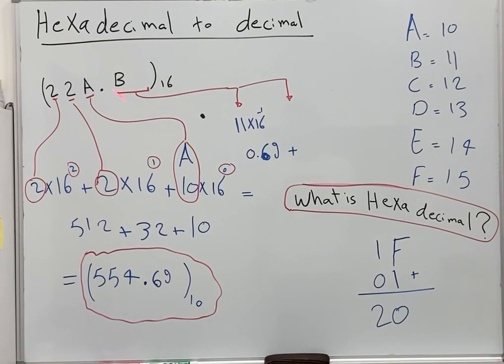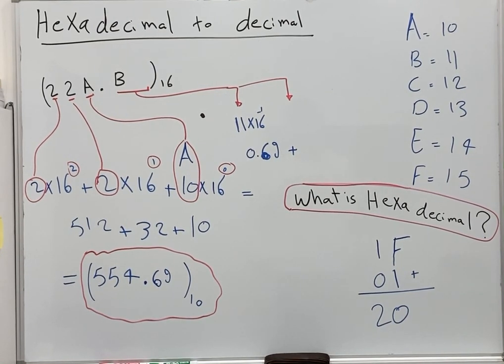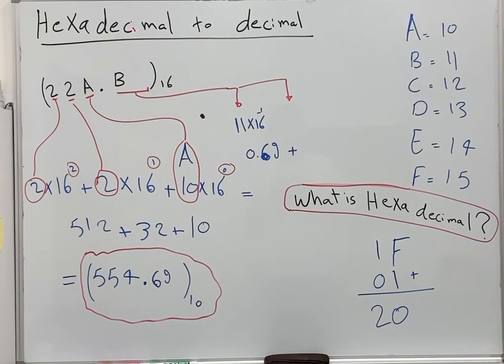Hi, in this video we'll cover something called converting hexadecimal to decimal. First, we need to know what's the difference between hexadecimal and decimal. Hexa is 16 and decimal is 10. And what is decimal? Hexadecimal is like 16 in some way, and decimal is like 10.